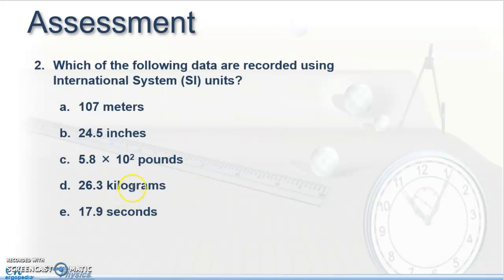All right, again, which of these are recorded using SI units? Pause, give yourself time to work them out, and then here are the answers.